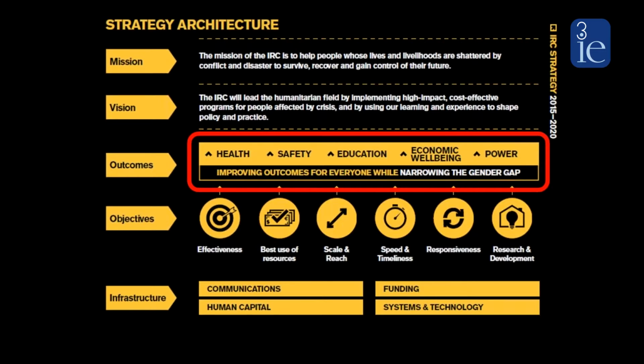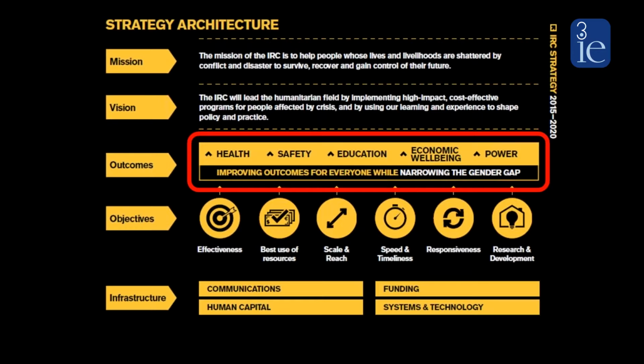Now you can see that as part of the strategy, we've clearly defined the ultimate goals, which are meaningful improvements in people's health, safety, education, economic well-being, and power, all while narrowing the gender gap across these outcomes. All aspects of our strategy are built around achieving these goals. To achieve the outcomes and make our programs more impactful, the IRC 2020 strategy identifies 6 strategic objectives, each of which has a very specific role to play in improving our ability to impact our end goals.